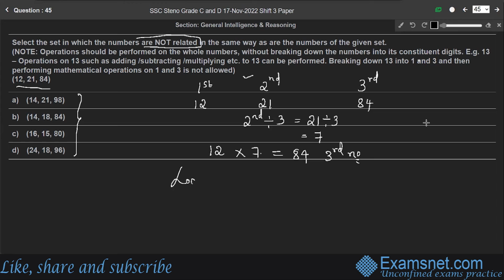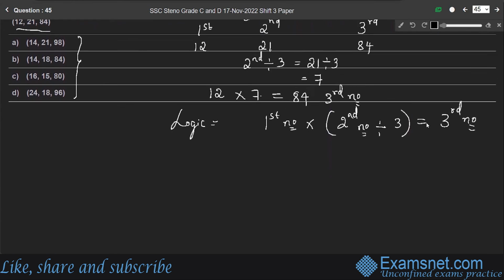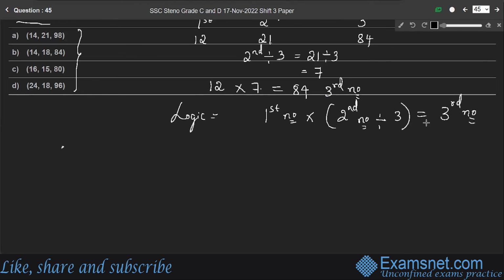Here the logic is: first number into second number divided by 3 is equal to the third number. Very simple. Among 4 options, which option doesn't follow the logic of the given set? So we'll consider option A. In option A, the first number is 14, the second number is 21, the third number is 98.